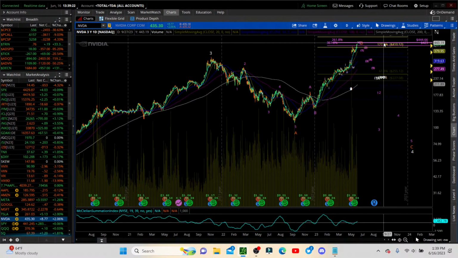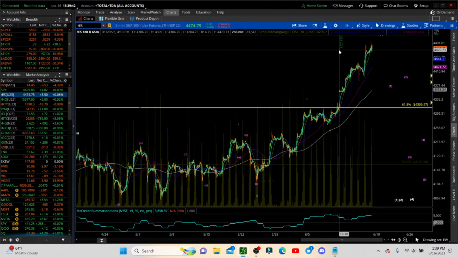Okay, and that's pretty much, let's go to ES on the 65-minute, and we'll end off there. Kind of show you what we talked about earlier with the ending diagonal, how important it is. And this will basically just show you what we have going on here for the Elliott wave count.